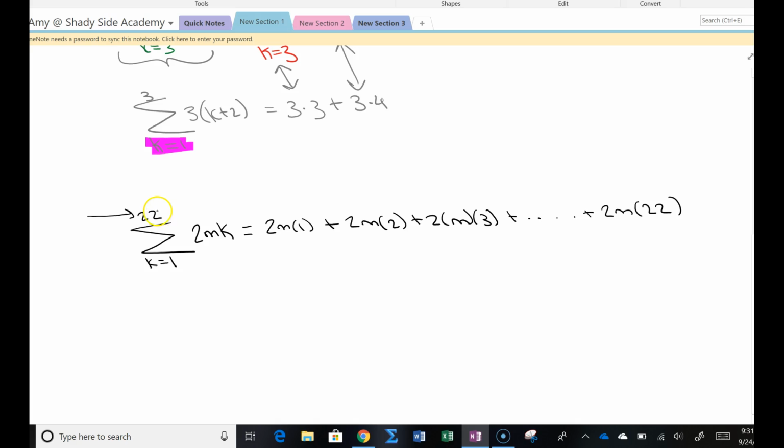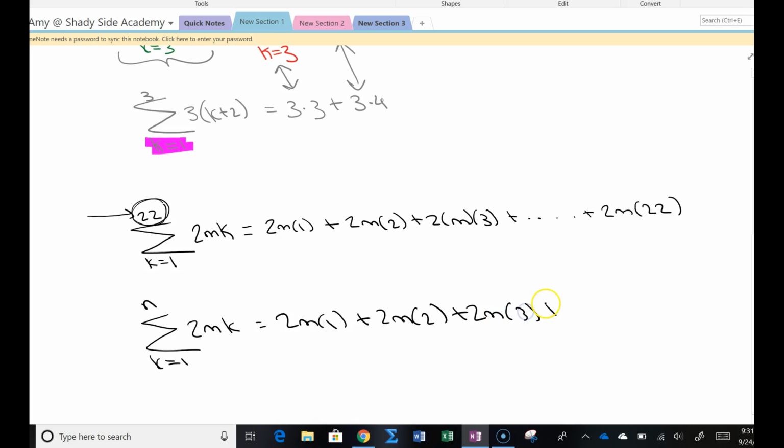So Geary, what I was saying was, what happens if we change the upper limit of summation? I was calling that number n, okay? So let's take a look at this one. The summation from k equals 1 to n of 2mk. Well, this is going to equal 2m times 1 plus 2m times 2 plus 2m times 3 plus, now the very last term is going to be 2m times n, okay?